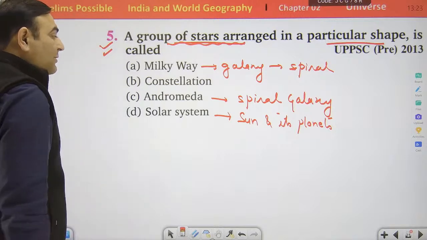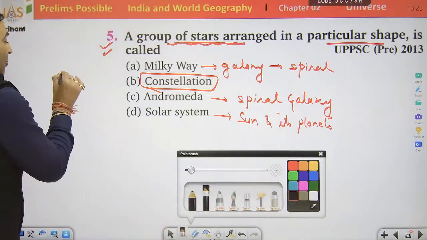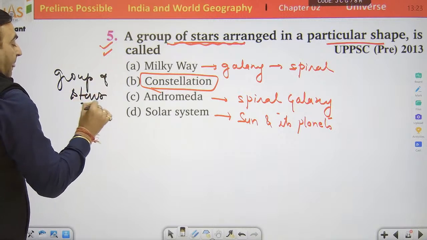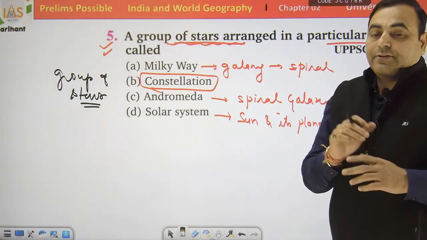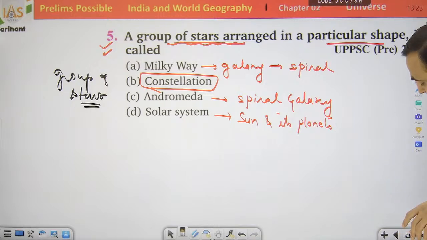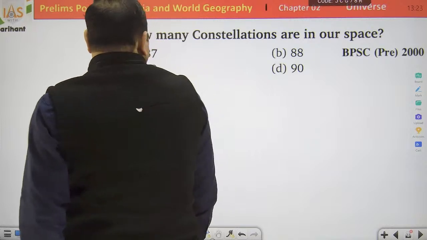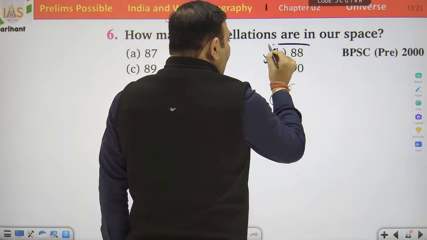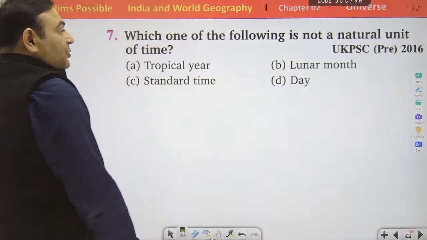Now, what is a constellation then? A constellation is a group of stars. Clear? Am I clear, everyone? Next question. How many constellations are in the space? Very easy. It is 88. 88 constellations, big and small, are there.